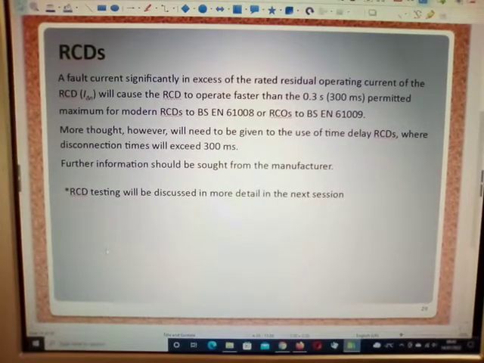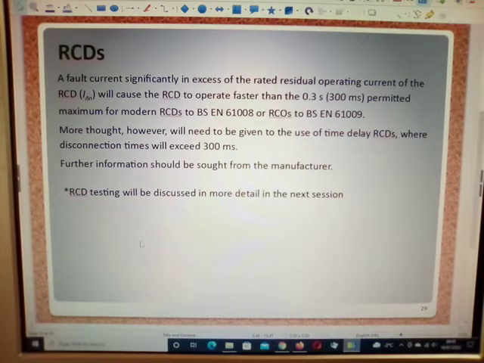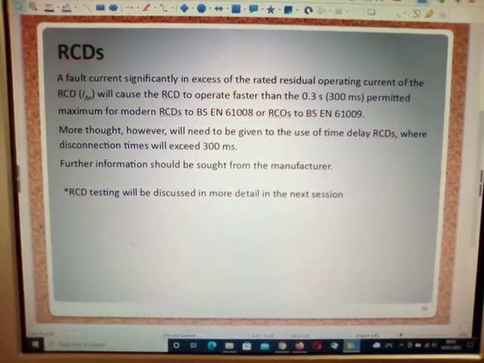And this is just telling you the operating speed of RCDs, and the approximation of operation.